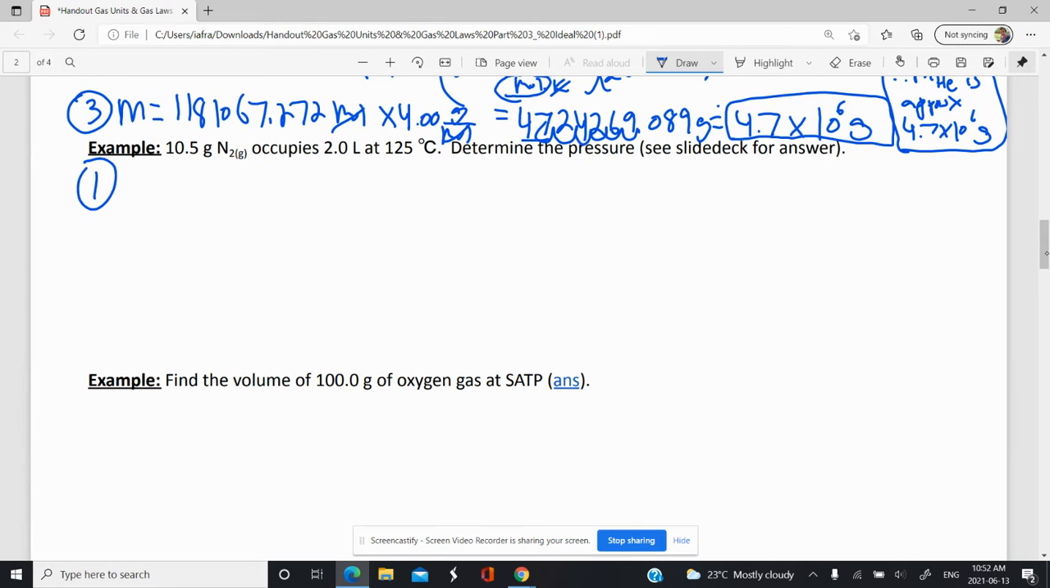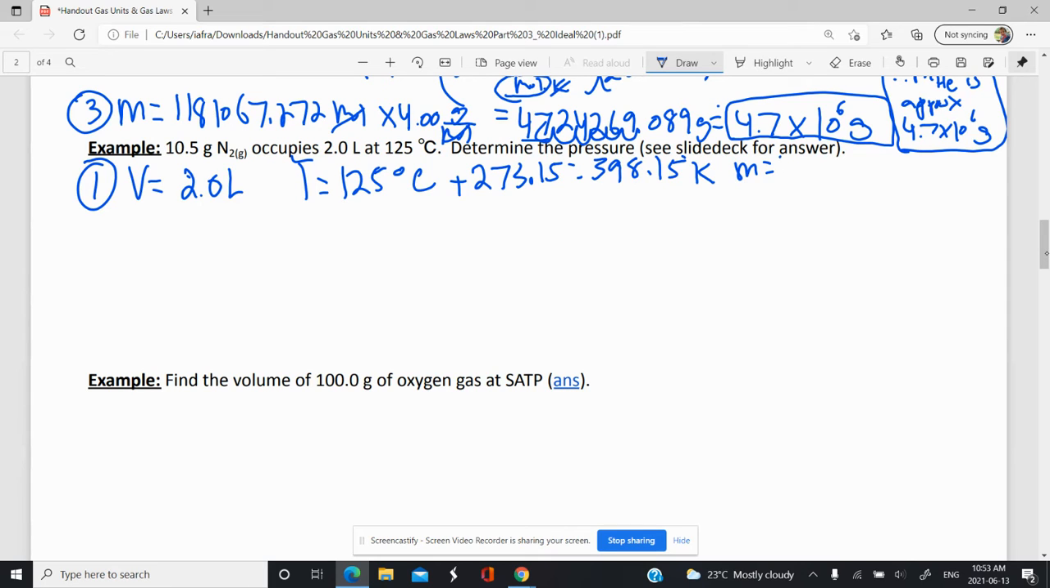Let's write down what information we have. So we have a volume of 2.0 liters. We have a temperature provided to us, 125 degrees Celsius, but keep in mind we want to convert that to Kelvin. Whenever we have our temperature, we don't want those negative values, and we want that nice direct relationship. So we have our 125 plus our 273.15, and we get 398.15 Kelvin.